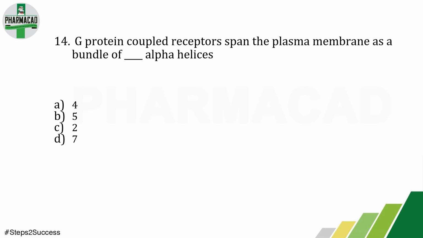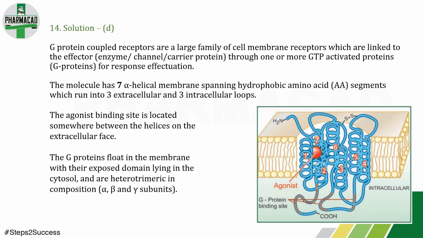Next question, G protein coupled receptors span the plasma membrane as a bundle of how many alpha helices? The options include 4, 5, 2 or 7. So here you can see the solution is option D, that is 7. G protein coupled receptors are a large family of cell membrane receptors which are linked to the effector enzyme, channel or carrier protein through one or more GTP activated proteins for the responses.